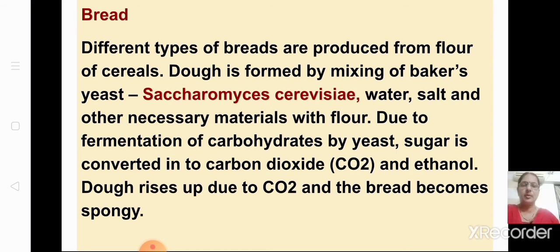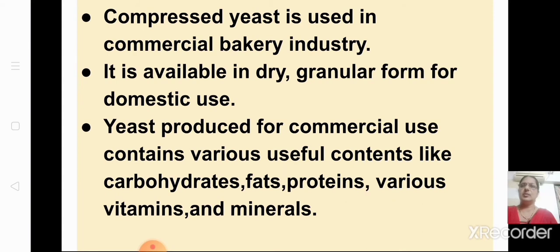There is a possibility of a question coming in the board exam. Why does bread become spongy? Then you have to write: due to fermentation of carbohydrates by yeast, sugar is converted into carbon dioxide and ethanol. Dough rises up due to carbon dioxide and thus bread becomes spongy. This is an expected question also. So you have to write this. Why does bread become spongy? Due to fermentation of carbohydrate. That much if you write it is enough. Understood?